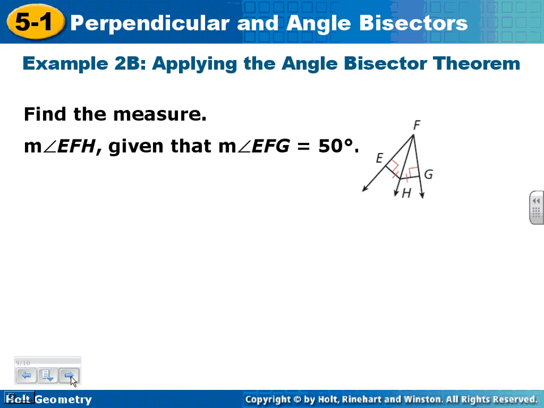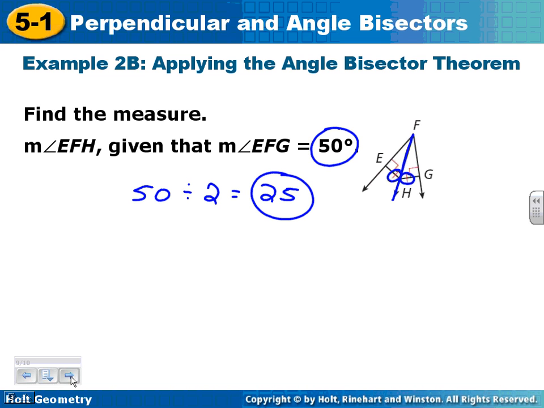On the next one, find the measure of EFH, given that EFG is 50. Well, I can see tick mark and tick mark. According to the theorem, that means this is my angle bisector. So if EFG is 50, I would simply take 50 and divide it by 2. And that would be 25. And that would be the measure of angle EFH. That's what I'm asked to find.